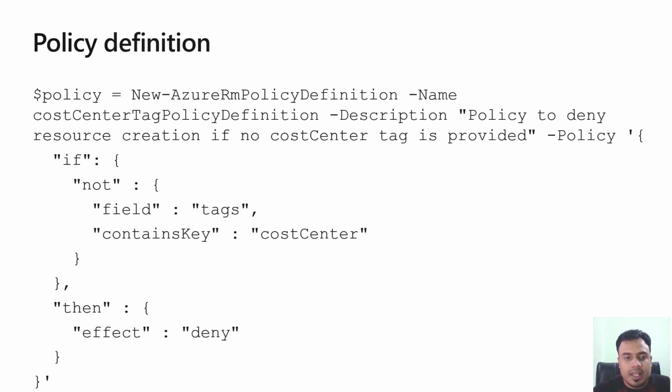This is the simplest policy definition. In this policy definition you can see: if not field tag contains key cost center, meaning if your tag field doesn't have a cost center tag, then the effect should be deny, and the resource creation shouldn't be allowed.